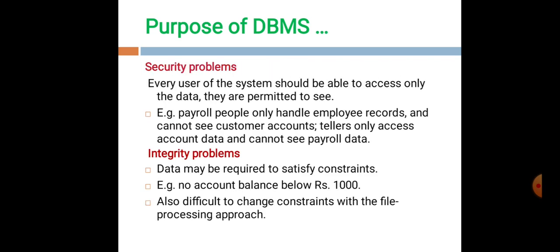Next one, security problem. Every user of the system should be able to access only the data they are permitted to see. For example, payroll people only handle employee records and cannot see customer accounts. The teller only accesses account data and cannot see payroll data. Integrity problems. Data may be required to satisfy constraints. Example: no account balance below ₹1,000.